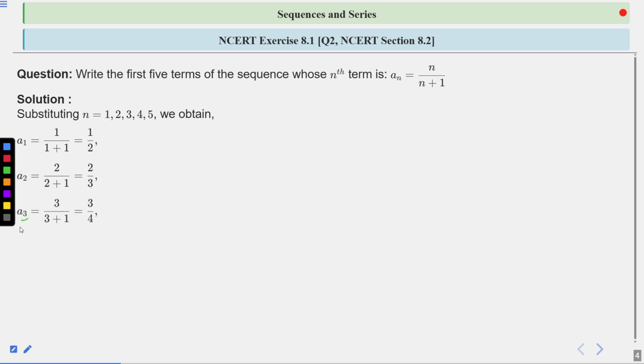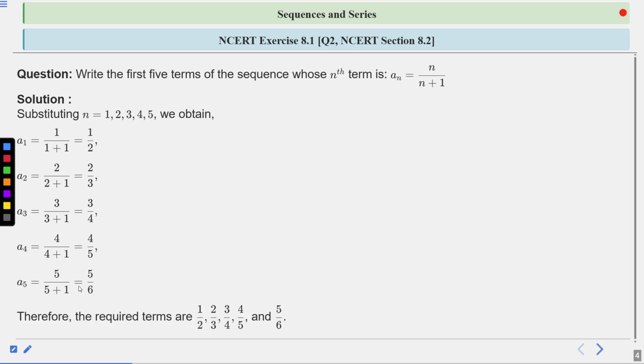For the third term, simply 3 by (3 plus 1). So the third term is 3 by 4. Fourth term, A4, is simply 4 by (4 plus 1), meaning 4 by 5. So the fourth term is 4 by 5. Fifth term is simply 5 by (5 plus 1), which is 5 by 6. So the fifth term is 5 by 6.